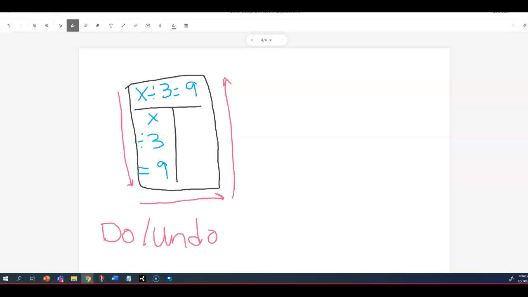Now, to undo it, we start with the 9. In this spot, I'm going to look across from it. This says divided by 3, so to undo it, I'm going to multiply by 3. That's going to give me my answer. So, 9 times 3 equals 27. That's my missing answer.